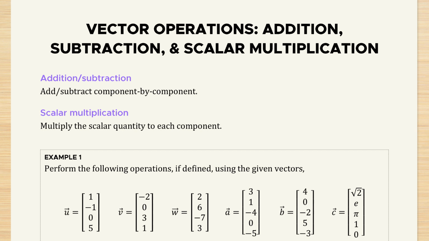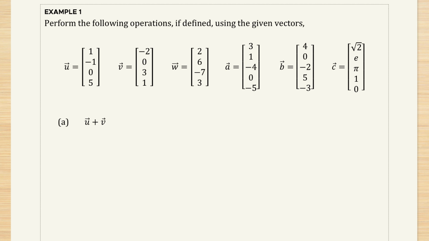Vector addition, subtraction, and scalar multiplication are quite simple because we do the operation to each component of the vector individually, component by component. We add and subtract component by component. With scalar multiplication, we multiply that scalar number to each component of the vector. A scalar quantity is just a number, and is not a list of numbers like a vector. Here's what I mean. We're given these vectors u, v, w, a, b, and c. We're going to do the following operations if they're defined.